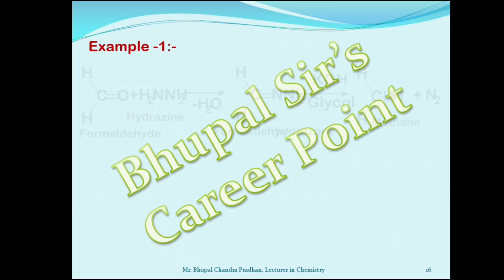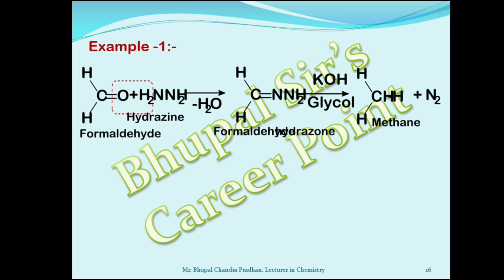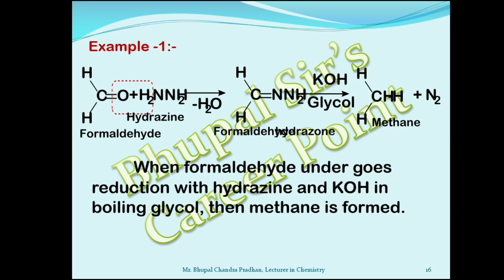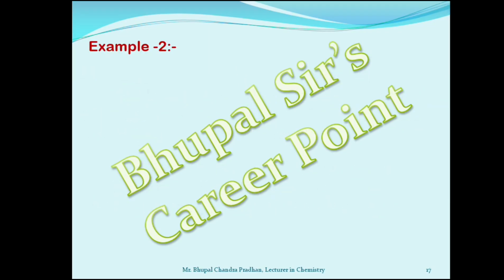Let us come to the examples. In example 1, let us take formaldehyde. What happens when formaldehyde undergoes Wolff-Kishner's reduction? Whenever formaldehyde reacts with hydrazine, then a water molecule is eliminated and formaldehyde hydrazone is formed, which on treatment with KOH in glycol gives us methane. So in the statement we have to write down: when formaldehyde undergoes reduction with hydrazine and KOH in glycol, then methane is formed.